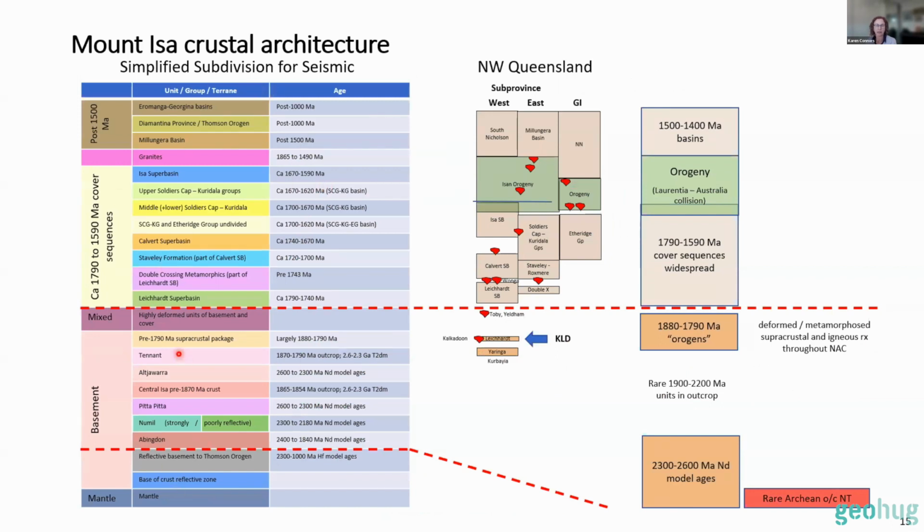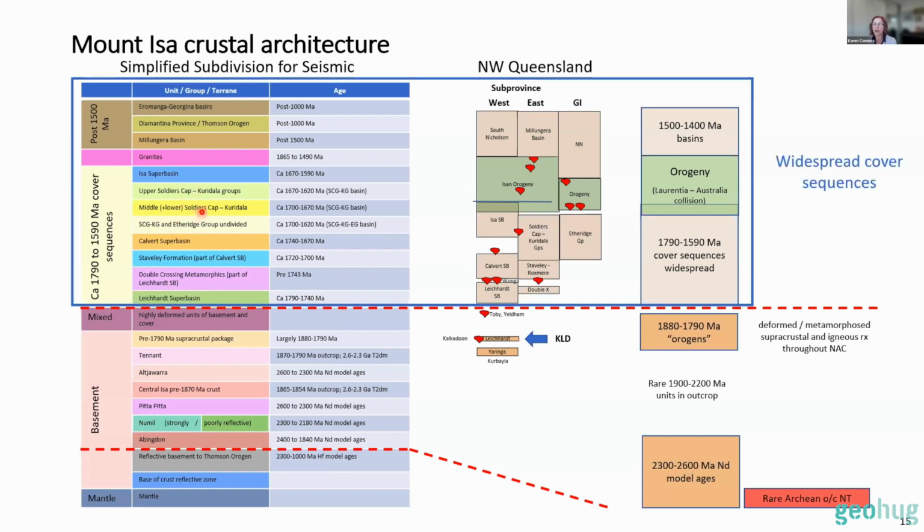It's hard to go through this quickly without going into a lot of detail on the stratigraphy. But in general, the basement terrains on all these sections are labeled, generally in the pink colors. The Leichhardt Super Basin is in a paler green, Calvert in orange, Isa in blue, and then in the east, the Soldiers Cap group and Kurridarla group are in yellows and greens.